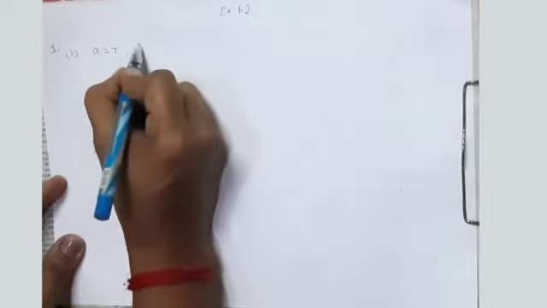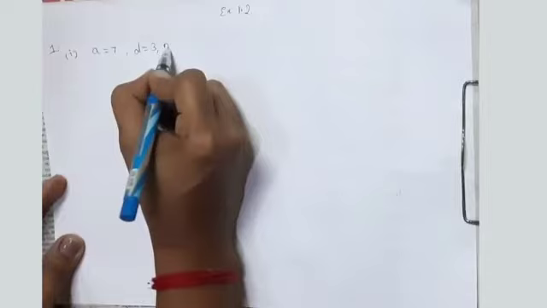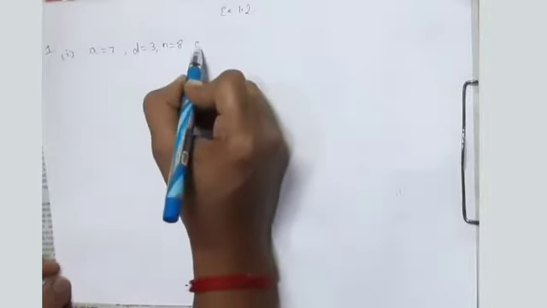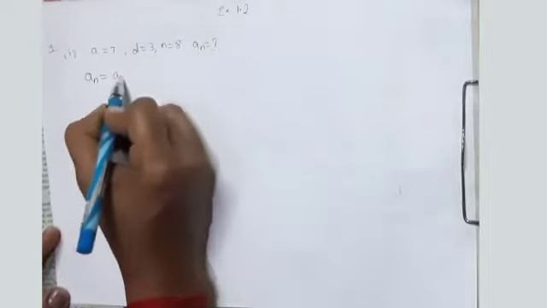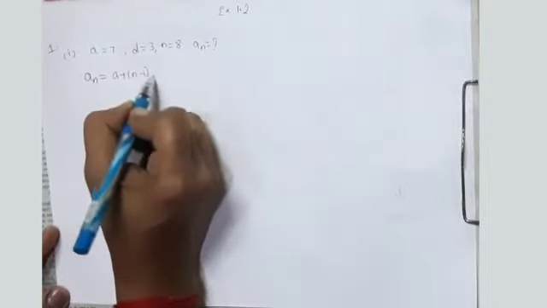So in this first question, given for you is A is equal to 7, D is equal to 3 and N is equal to 8. It means that the unknown variable, the variable which is not present, you have to find it out. So here An is missing, so you have to find out An. To find out An, you should know the formula: An is equal to A plus (N minus 1) D.